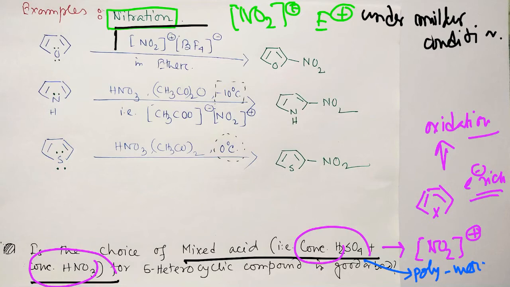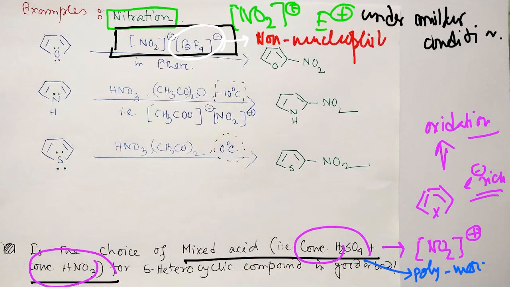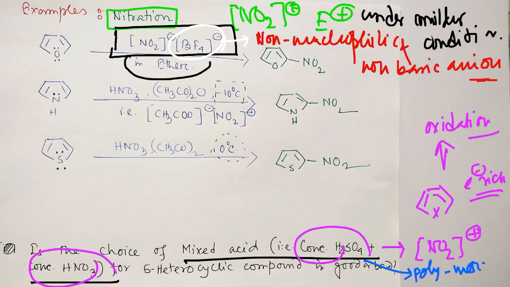For example, nitronium tetrafluoroborate. Not only that, this reagent has another unique property: the BF4 minus is actually a non-nucleophilic, non-basic anion. By the way, I have already discussed non-nucleophilic bases, so please visit those lectures. That's an interesting topic I believe students should learn. So in this case, in ether, it undergoes nitration, and as usual the selectivity is C2.